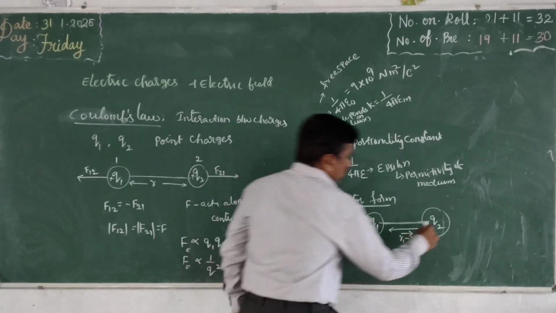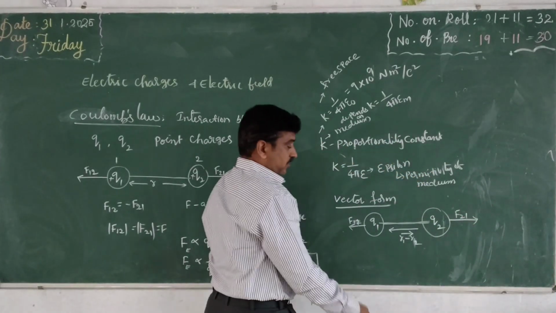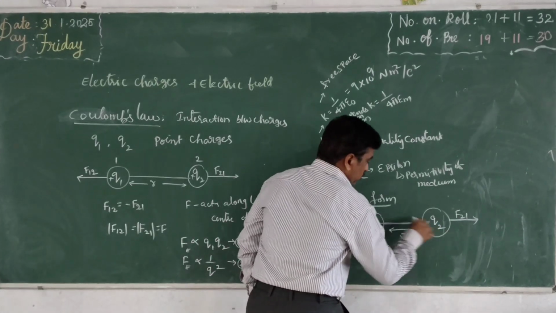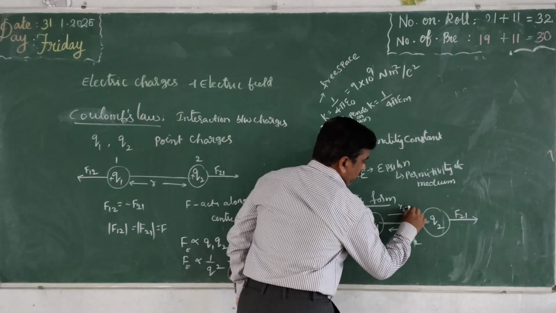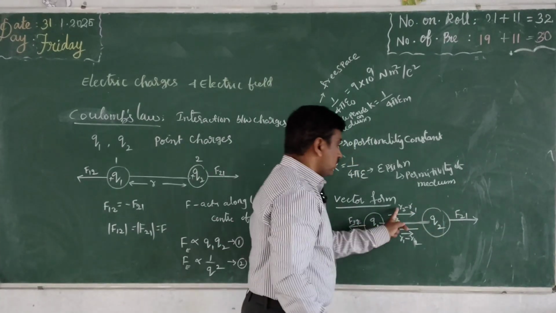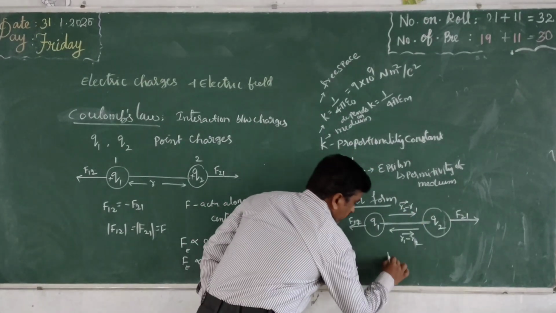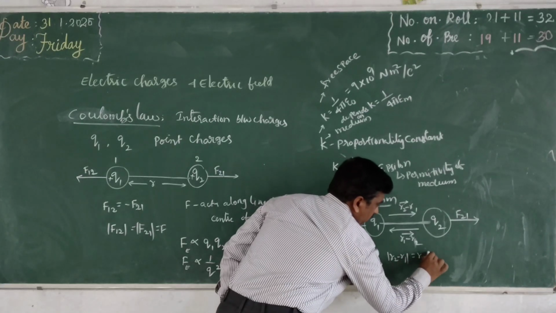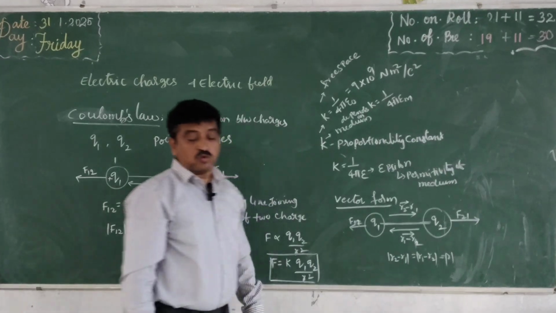The force on the second charge, due to the first one, is F21. This acts on charge 2, so this is the direction of the force. So we write r2 minus r1, where this radius is r2 and this radius is r1. The magnitude of r2 minus r1 or r1 minus r2 we can write as modulus of r.